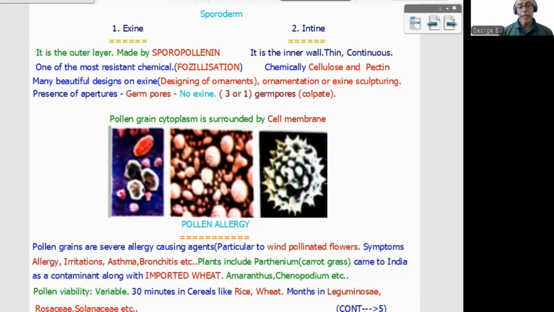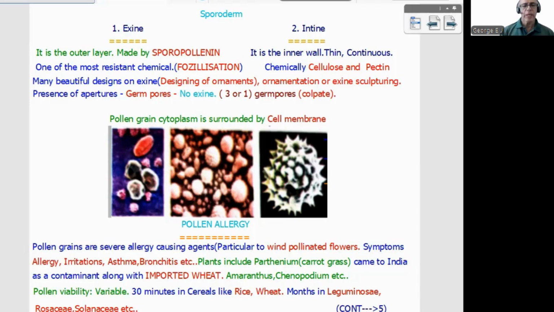Which are the main plants that can cause this pollen allergy? NCERT, famous from the exam point of view: common is Parthenium, common name carrot grass. This plant came to India along with imported wheat as a contaminant. Later, Parthenium got established in India. Another plant is Amaranthus. Another one is Chenopodium. According to NCERT, these 3 can cause pollen allergy.